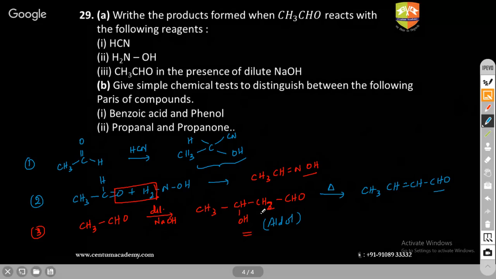B. Test to distinguish the following pair of compounds: benzoic acid and phenol.